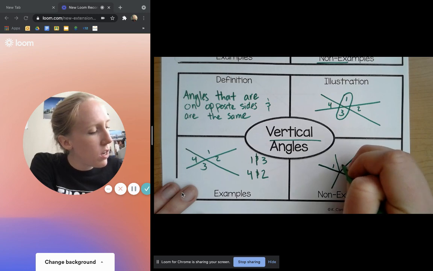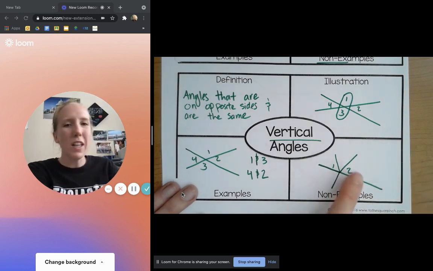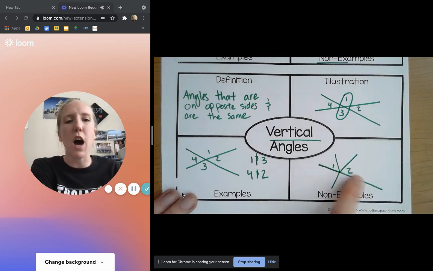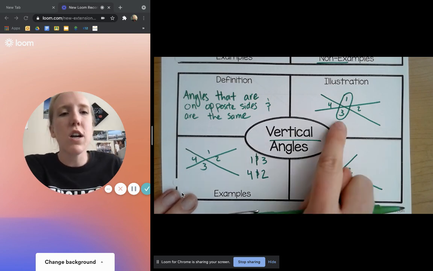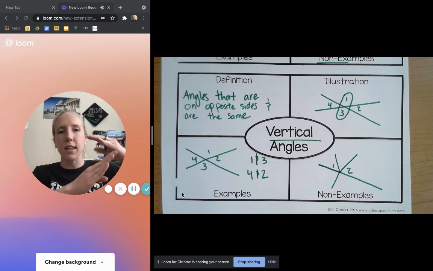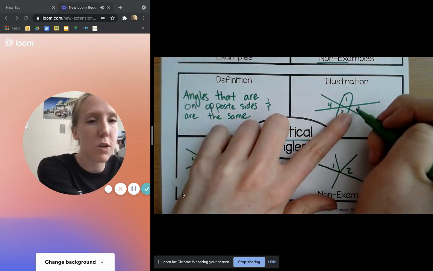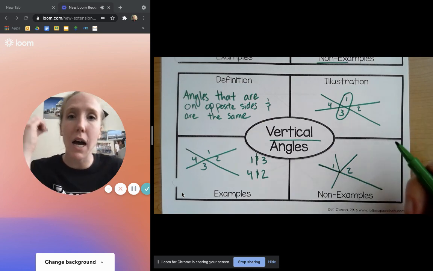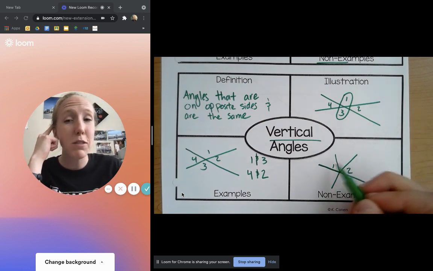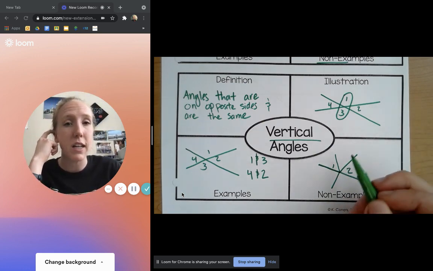1 and 2, let's go with those. Those are not really touching, but they're not on opposite sides of each other and they're not the same. So they have to be made out of the same two lines. So that line continues and that line continues. They have to be made out of the same two lines. And they have to be exactly the same, matching, congruent.